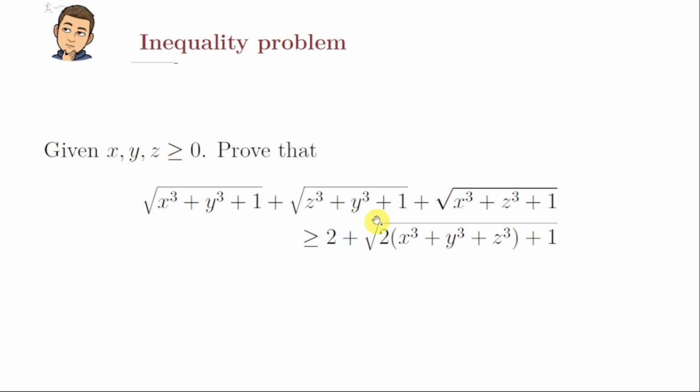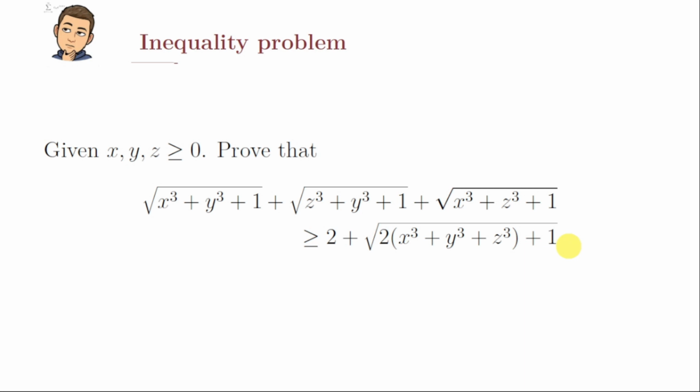Okay, welcome back. This time we have the problem of proving this inequality. We have three variables x, y, and z, non-negative. We must prove that the square root of x cubed plus y cubed plus 1, plus the square root of z cubed plus y cubed plus 1, plus the square root of x cubed plus z cubed plus 1 is bigger than or equal to 2 plus the square root of twice the sum of cubes plus 1.